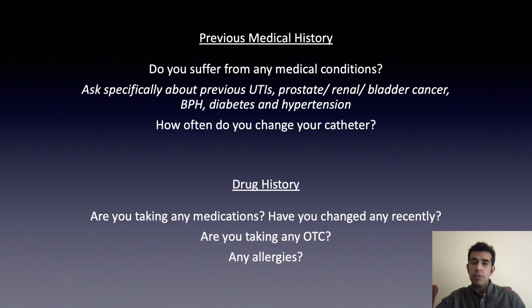So we can ask specifically about any previous UTIs, any prostate, renal, bladder cancer they might have had. Although the grading was for chemical and radiation-induced cystitis, maybe that might be another cause of why they've come in with hematuria. Have they got any benign prostatic hyperplasia, any history of diabetes, any history of hypertension as well?